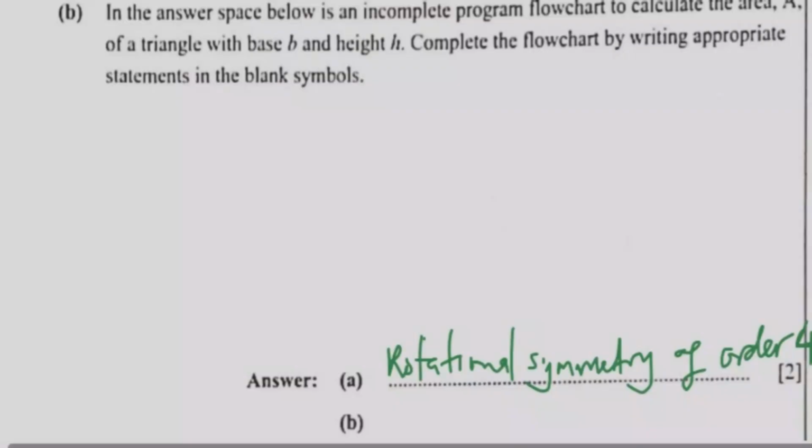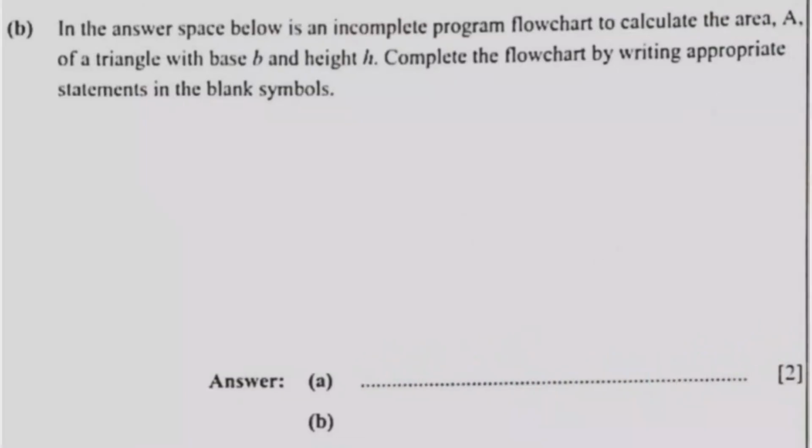Let's go to question 18b. Okay, we come to question 18b. Question 18b is as follows. In the answer space below is an incomplete program flowchart to calculate the area A of a triangle with base B and height H. Complete the flowchart by writing appropriate statements in the blank symbols.